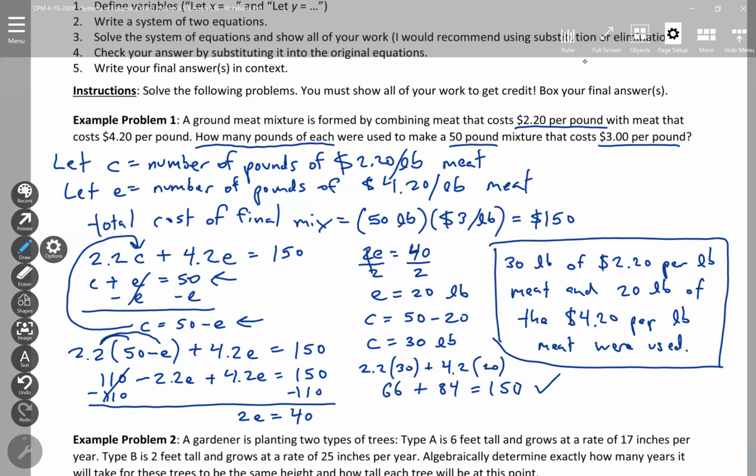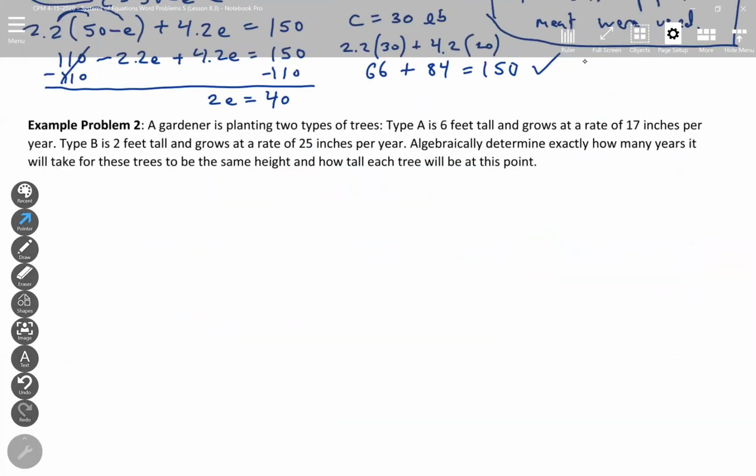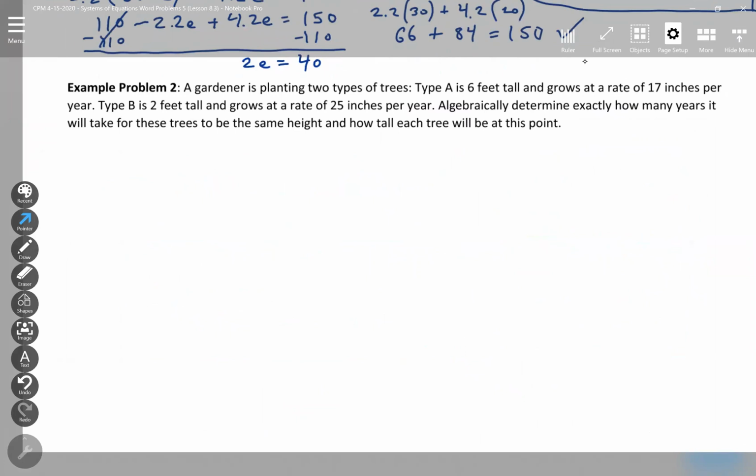Okay, so let's go on to example problem 2. Okay, so example problem 2 says a gardener is planting 2 types of trees. Type A is 6 feet tall and grows at a rate of 17 inches per year. Type B is 2 feet tall and grows at a rate of 25 inches per year. Algebraically determine exactly how many years it will take for these trees to be the same height and how tall each tree will be at this point.